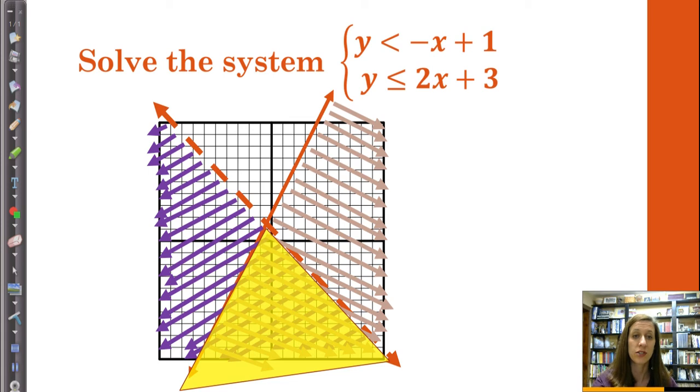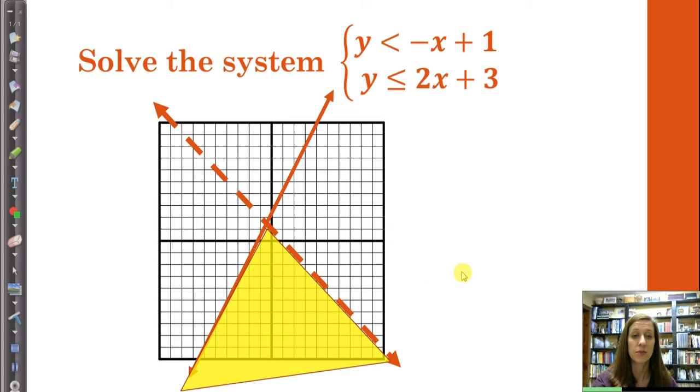So your final answer to this system needs to be the two lines and the shaded region where both shades intersect. So that's what your final graph would look like. This has multiple solutions. Any point in the shaded region would be a solution to the system. And also any point along this line, because it can be equal to, can be a solution. But along this dotted line, it could not be a solution.